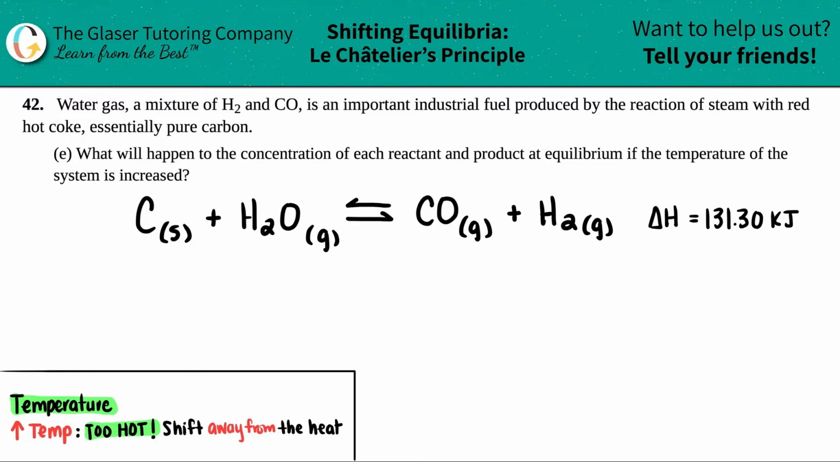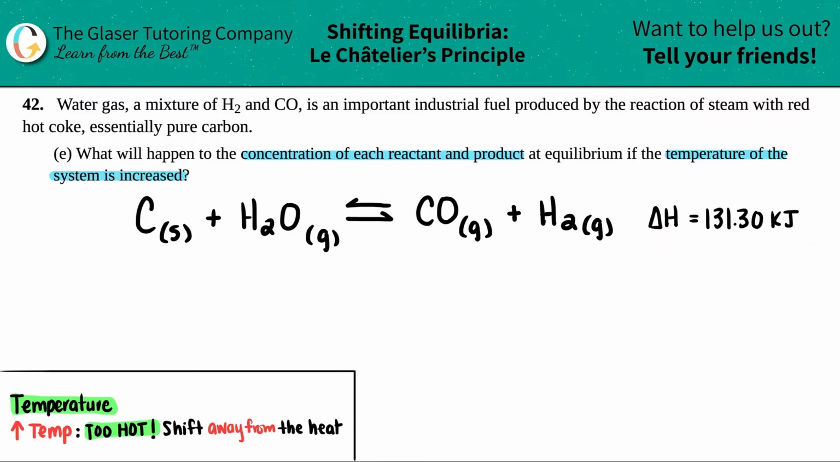42. Water gas, a mixture of H2 and CO, is an important industrial fuel produced by the reaction of steam with red-hot coke, essentially pure carbon. Then we have letter E. What will happen to the concentration of each reactant and product at equilibrium if the temperature of the system is increased? Okay, so we did have our balanced equation.